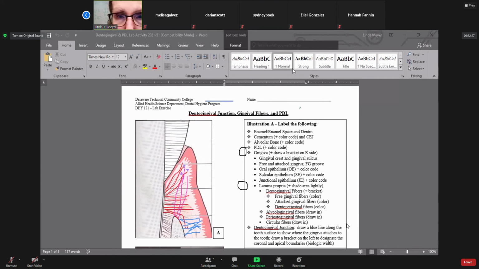Okay, any other questions? The transeptal's not shown on here because they'd be coming straight out from the cementum here to the next tooth that would be in front of it, or also that could be in the tooth behind it.